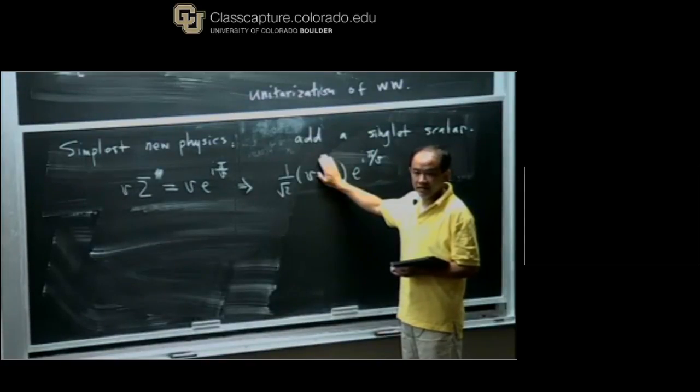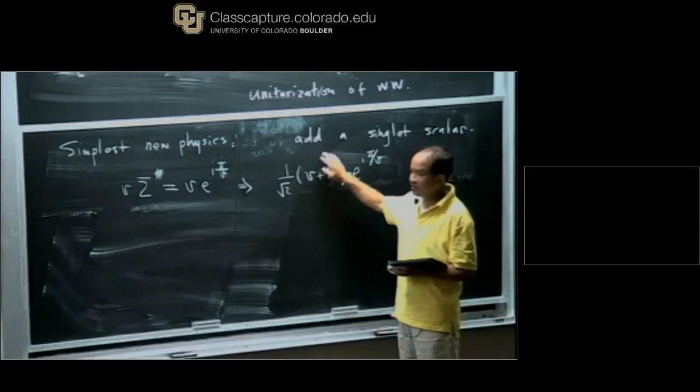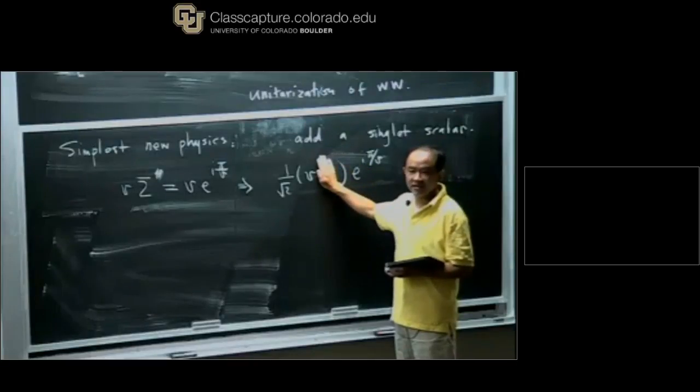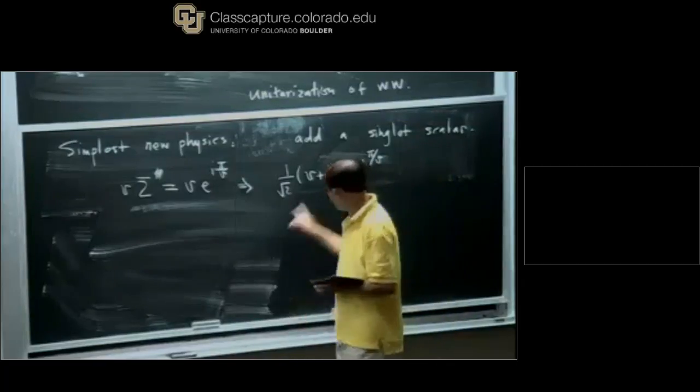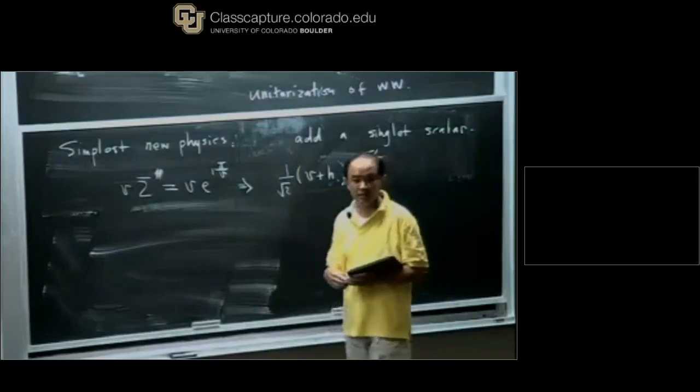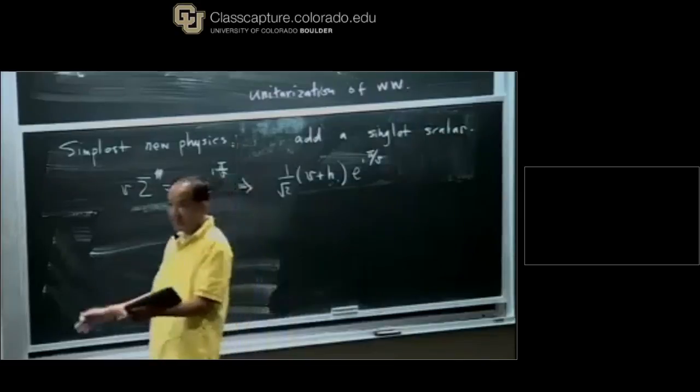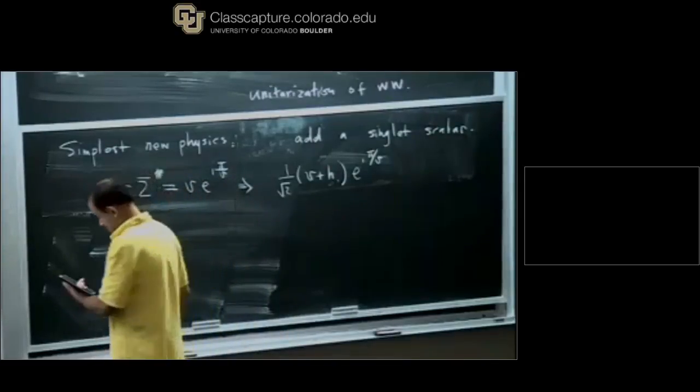W bosons don't propagate in the vacuum, scatter with Higgs bosons to get mass. It's because the vacuum has spontaneous symmetry breaking. So this is just a way to unitarize that amplitude. That's the definition of Higgs boson, if you want.